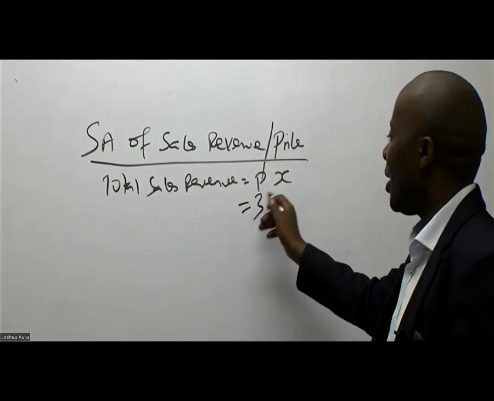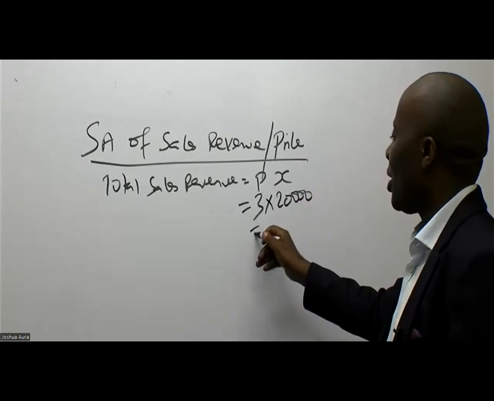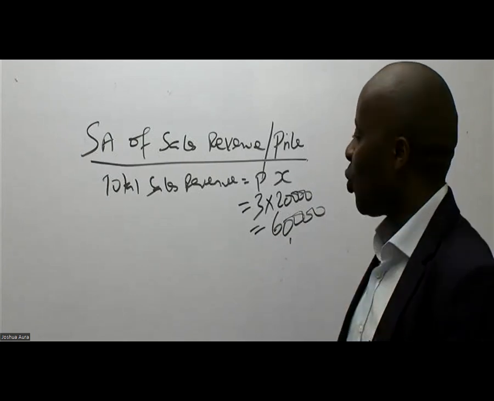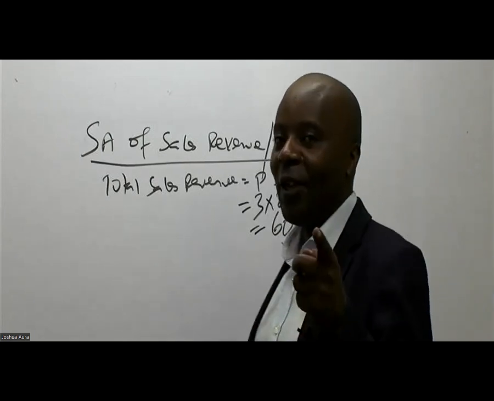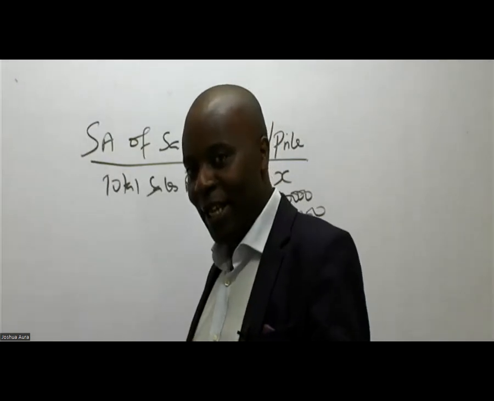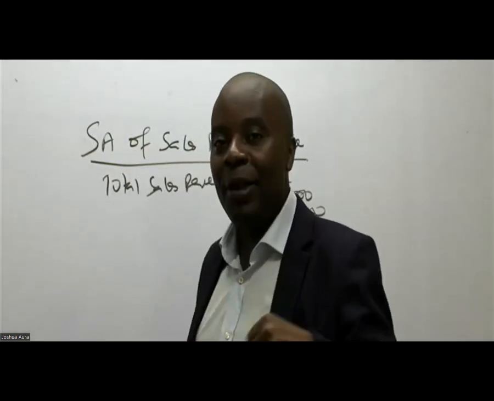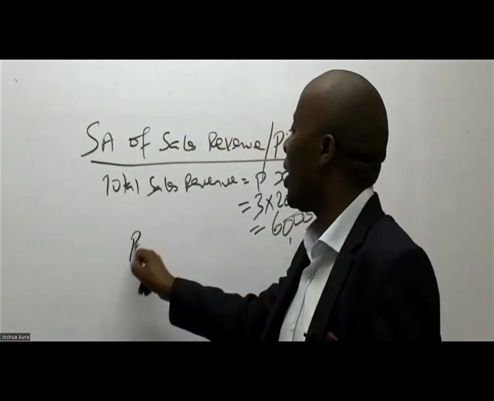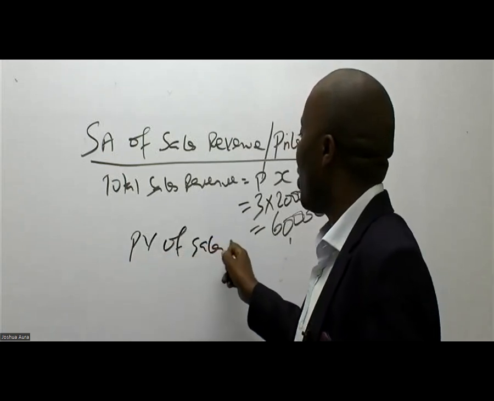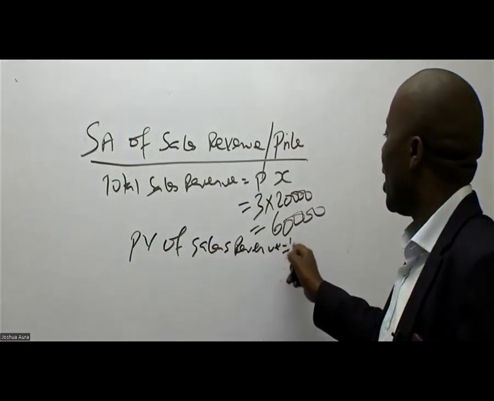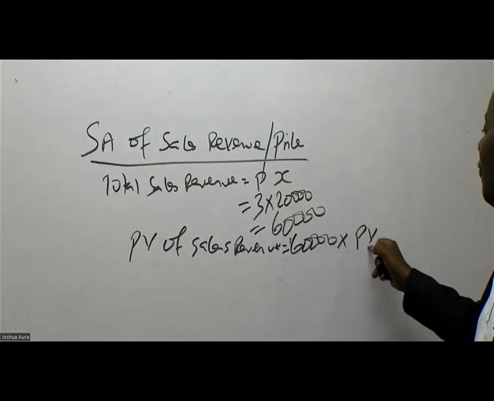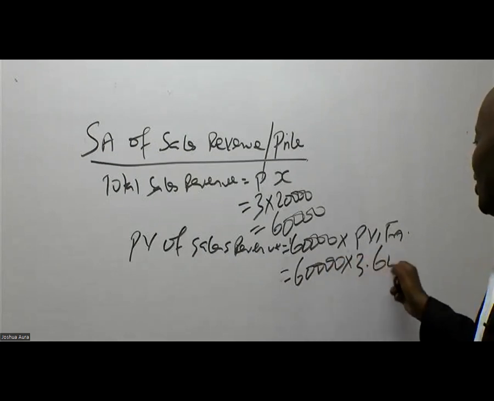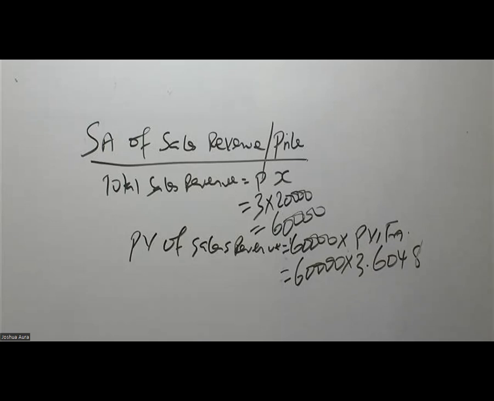The price here is 3. Number of units are 20,000. So this gives me 60,000. This 20,000 is an annual thing, every year. I'll be enjoying this revenue every year. So it's a PV thing. It's a present value interest factor of an annuity thing. So for me to get the present value of sales revenue, I'll take the 60,000 times the PV factor. You had given me this figure. I think it's 3.6048.